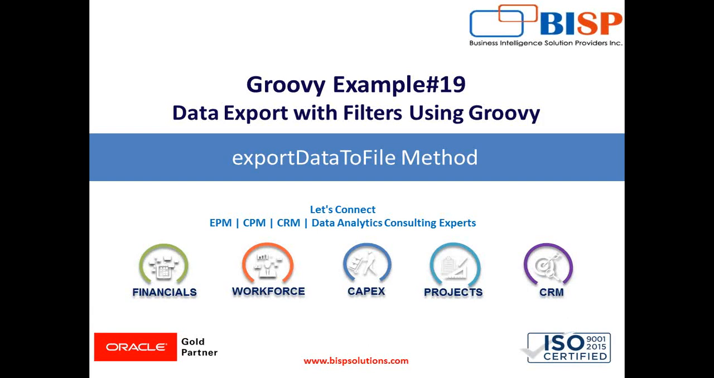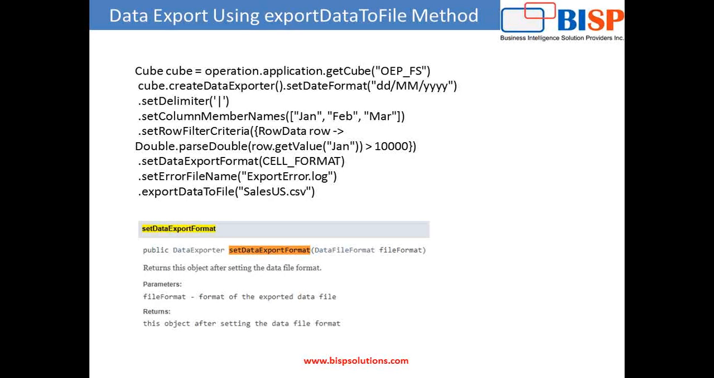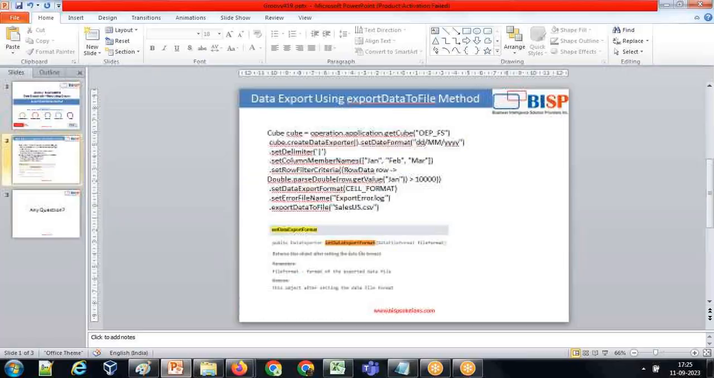So in the previous example I taught you how you can use the export data to file method and export data on the fly from your planning application to a CSV file. This is an example we did in the last class. Today I'm going to use the same example and add one more level of complexity by applying a filter while you're exporting data. So there are many instances where you need to export data based on certain filter criteria.